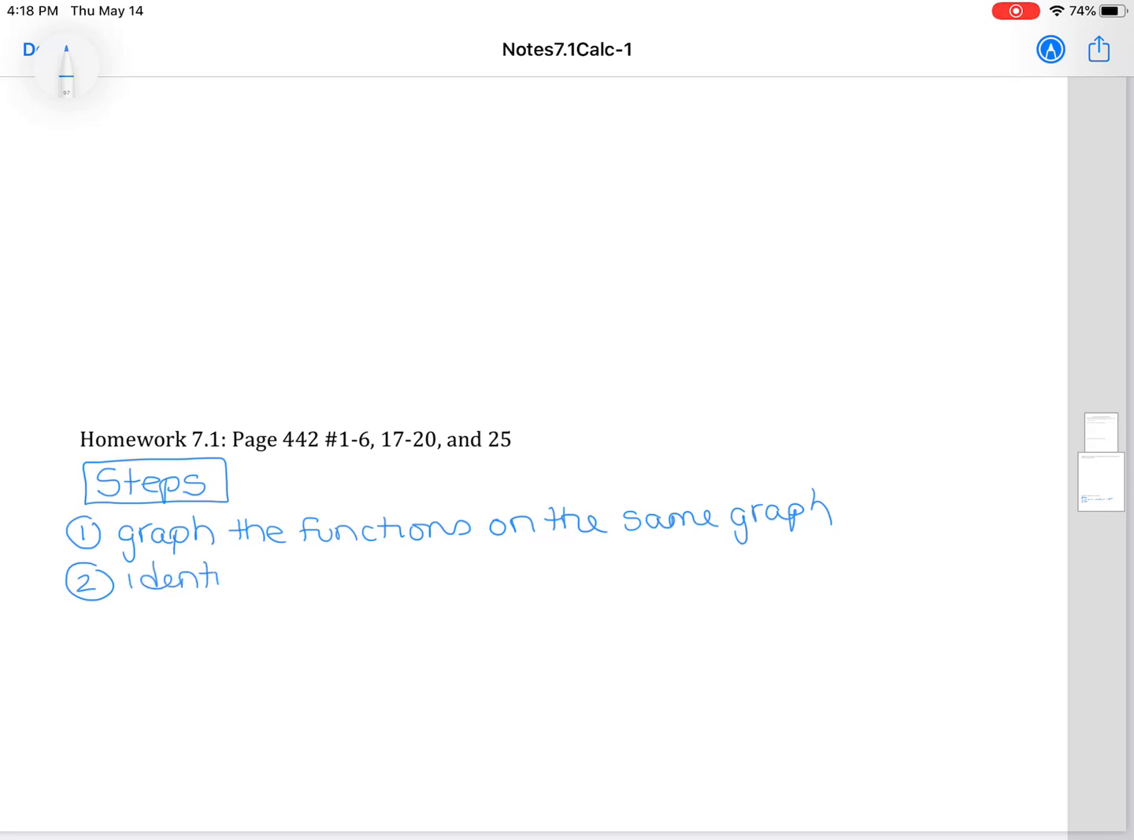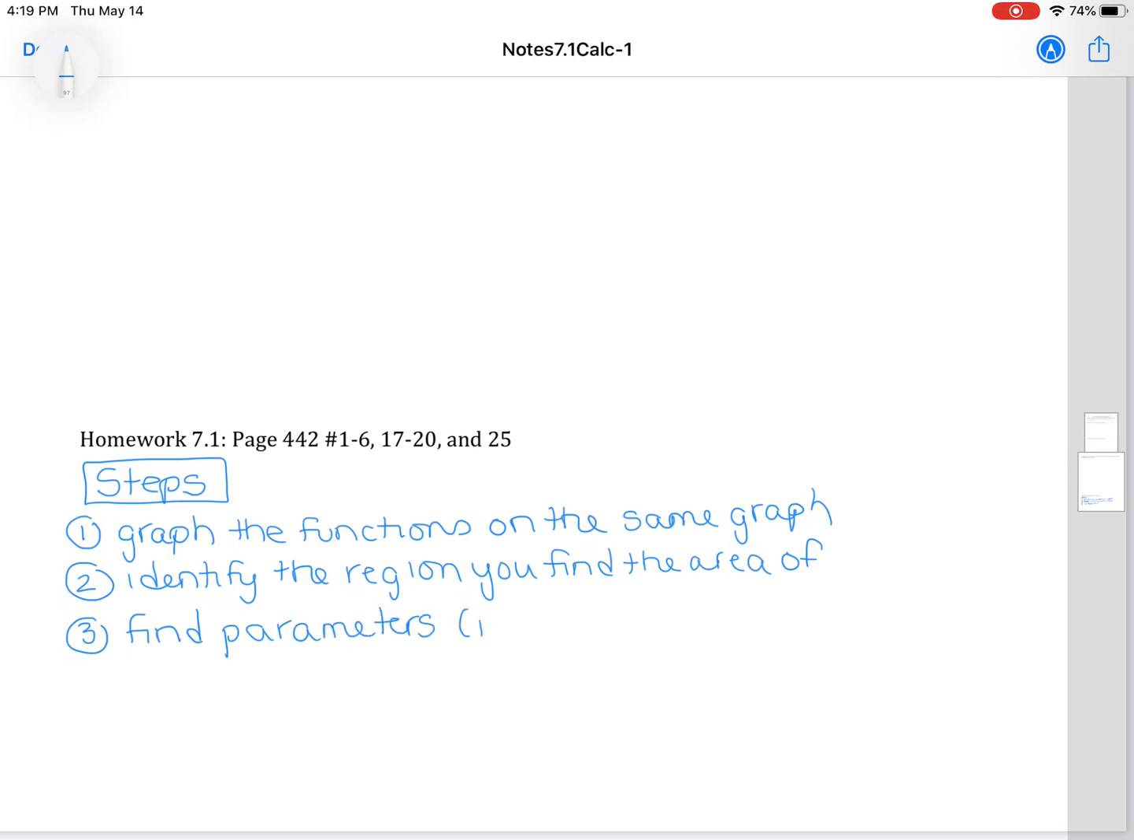Number 2, what you want to do is identify the region you're finding the area of. Now, typically that's going to be the region between the 2 functions. Number 3, you have to find the parameters. Not always, but a bunch of times you do have to find the parameters. What we mean by parameters is you are finding the points of intersection where the 2 functions cross each other.